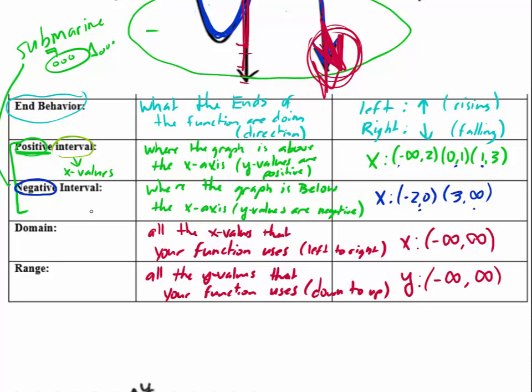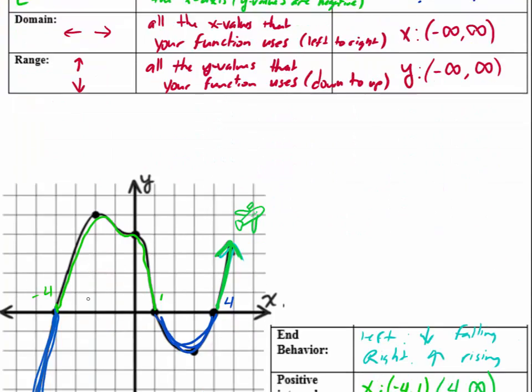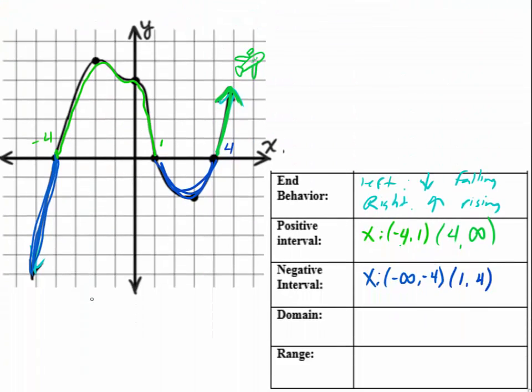So domain and range: for domain, you look left and right. For range, you look up and down. Those are the directions that you're looking for. And this is the trickiest part. This is one of the trickier ones.